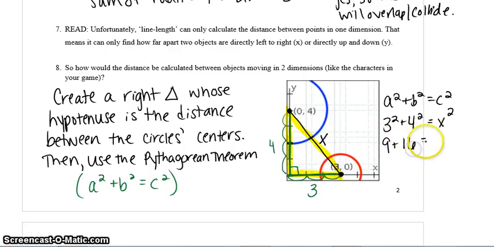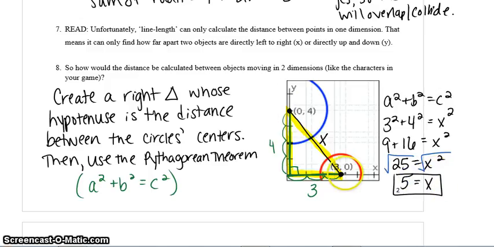I can very simply go through the algebra here and solve for x. At the end of the Pythagorean theorem, we take the square root of both sides, and we get x equals 5. So that means these two circles are 5 units apart. We can't count diagonally on a graph, but we can use the Pythagorean theorem to find that diagonal distance.